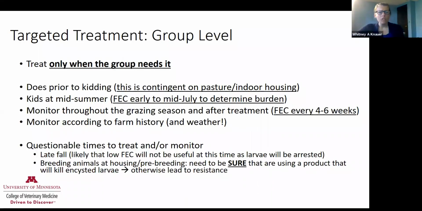And then kind of questionable times to treat or monitor are late fall. Fecal egg counts aren't a great representation of worm burden in the fall. Remember, those worms are smart. They're not progressing to adults and shedding eggs. They're encysting in the animal and waiting until conditions are favorable in the spring. So that's not going to be a great time. And then breeding animals, like housing or pre-breeding, that's also not a great time to be deworming.